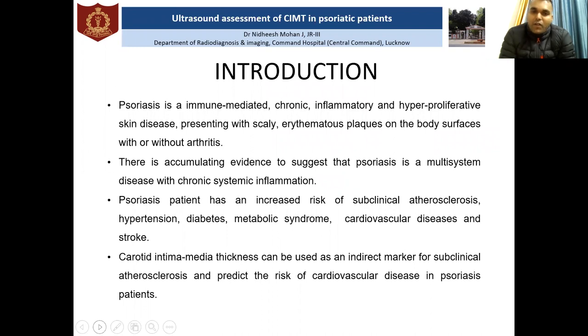Psoriasis is an immune-mediated chronic inflammatory and hyperproliferative skin disease presenting with scaly erythematous plaques on body surfaces with or without arthritis. There is accumulating evidence to suggest that psoriasis is a multi-system disease with chronic systemic inflammation. Psoriasis patients also have an increased risk of subclinical atherosclerosis, hypertension, diabetes, metabolic syndrome, cardiovascular diseases, and stroke. The carotid intima media thickness can be used as an indirect marker for subclinical atherosclerosis and predict the risk of cardiovascular disease in psoriasis patients.